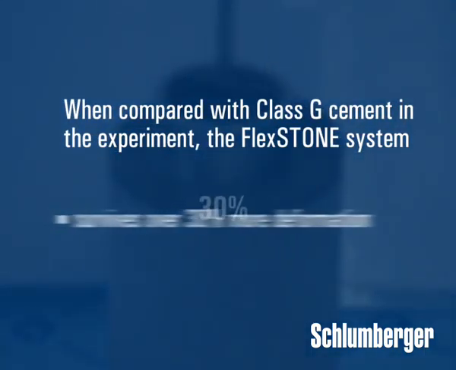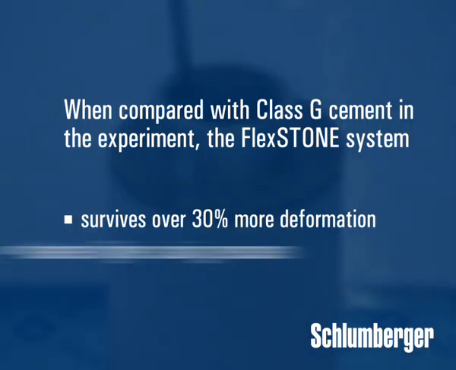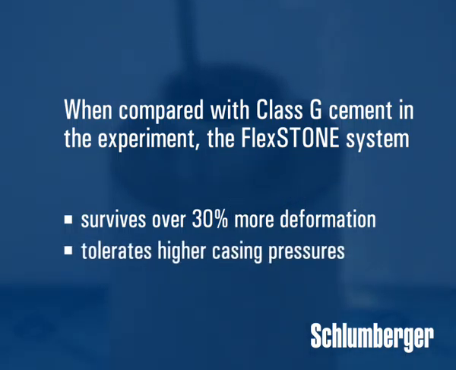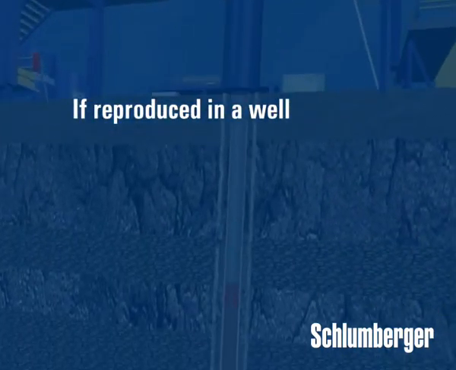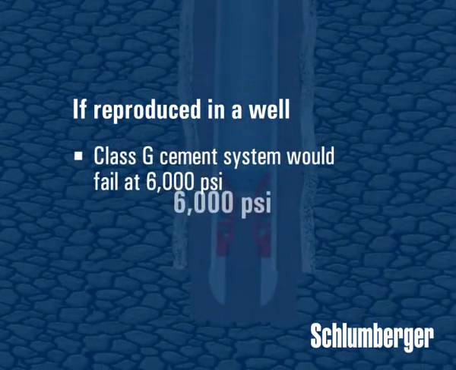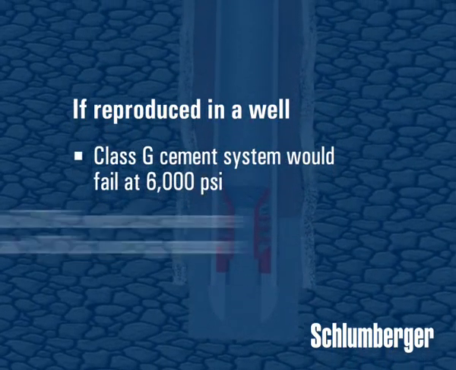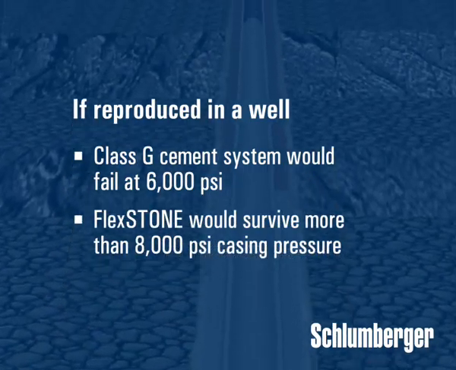FlexSTONE systems withstand 30% more deformation than conventional cement systems. They tolerate high casing pressure and temperature changes and are engineered to be as flexible as required for a given well scenario. If you produce these test conditions in a well, the conventional cement would have failed in tension at 6,000 psi, whereas the FlexSTONE system would still be intact at 8,000 psi.